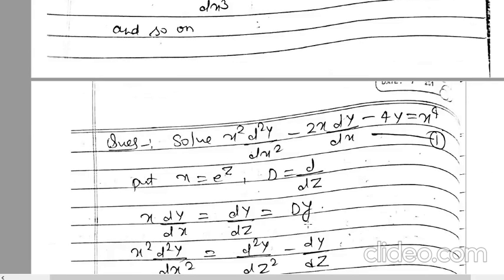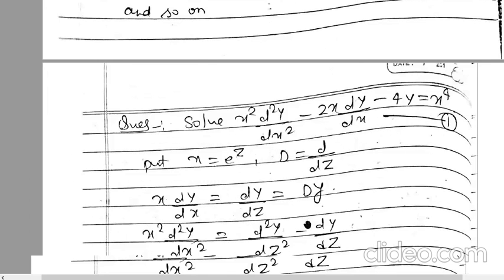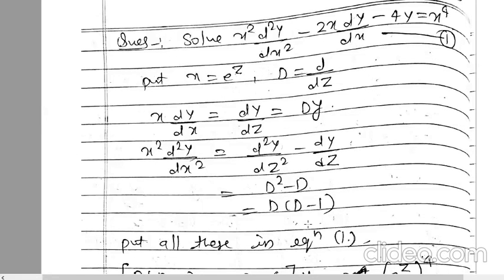Solve x square d2y upon dx2 minus twice x dy by dx minus 4y is equal to x to the power 4. Now you can see here x into dy by dx, and the same x square d2y by dx2. That means both terms are coming together. So we put x is equal to e to the power z, and our capital D is d upon dz. So x dy by dx is equal to dy upon dz. That means a new variable, we are converting old one to new one.